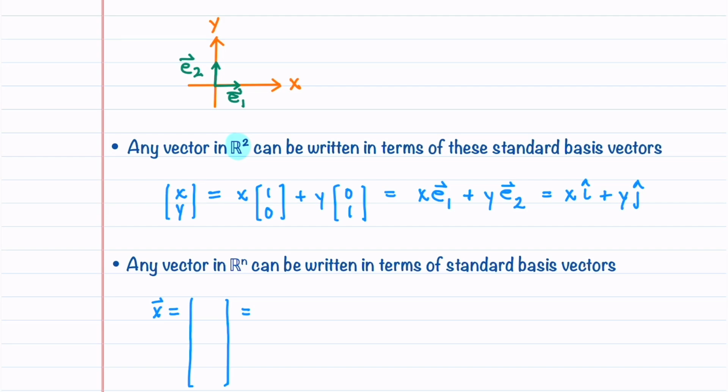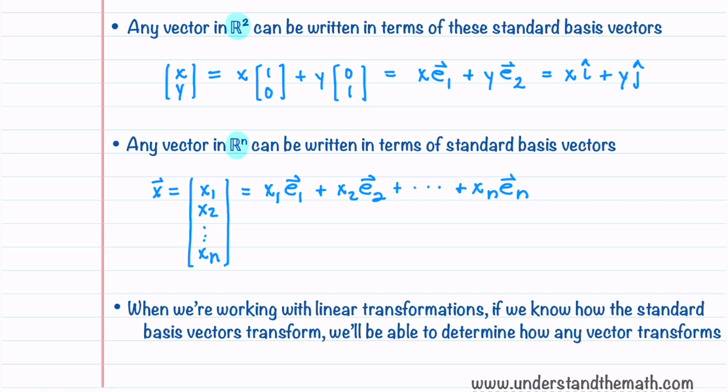Likewise, any vector in Rn can also be written in terms of standard basis vectors. Our vector x is equal to (x1, x2, all the way down to xn), and we can write this as x1 times e1 plus x2 times e2, all the way up to xn times en. When we're working with linear transformations, if we know how the standard basis vectors transform, we'll be able to determine how any vector transforms.